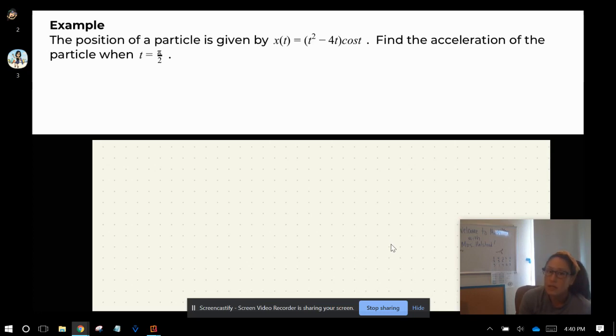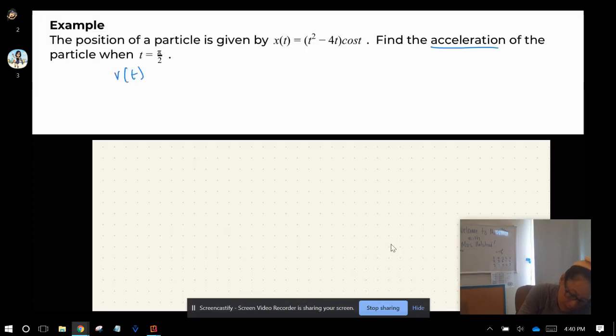And we need to find the acceleration of the particle. So this is x of t. So what we want to do is find acceleration, which means we have to take the second derivative of the position.